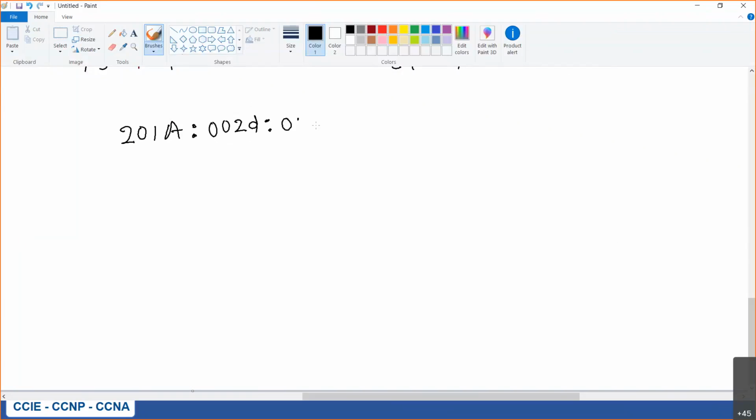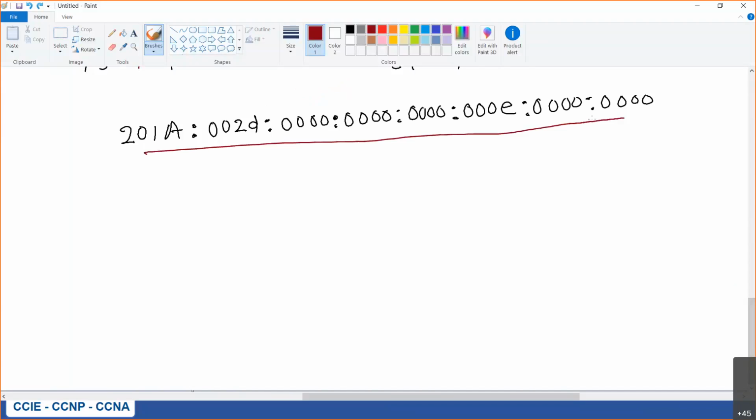Let me write the third quartet. 1, 2, 3, 4 zeros I'm using. Again, colon. 1, 2, 3, 4, colon. 1, 2, 3, 4, colon. Like 0, 0, 0, let's say E, colon, 0, 0, 0, colon, 0, 0, 0, 0. So this is an example of an IPv6 address. This address we need to assign to your device. Simple, easy.